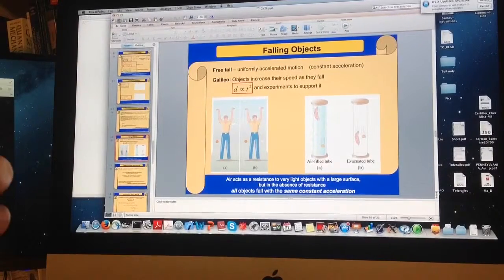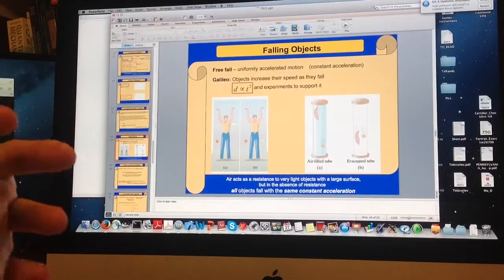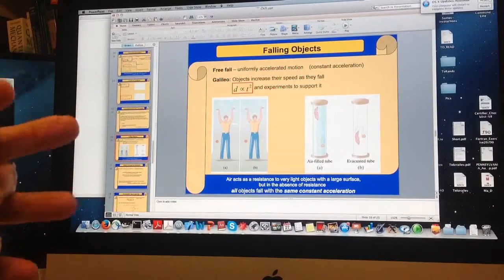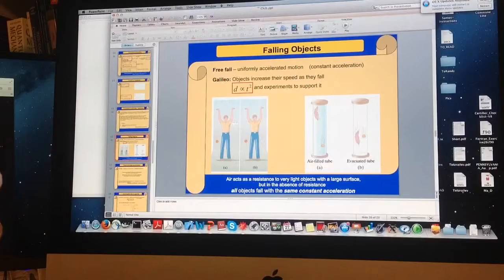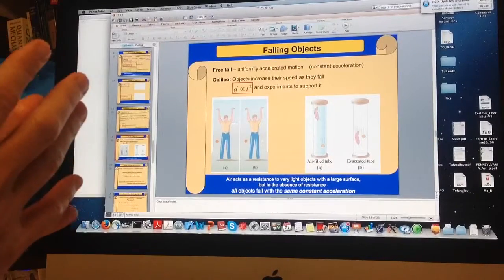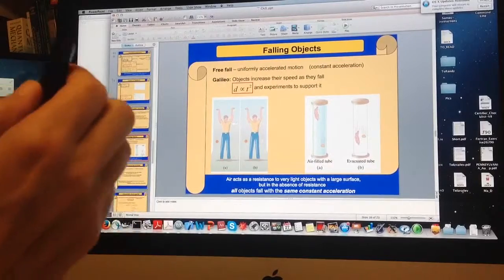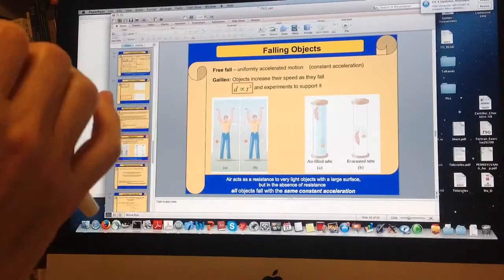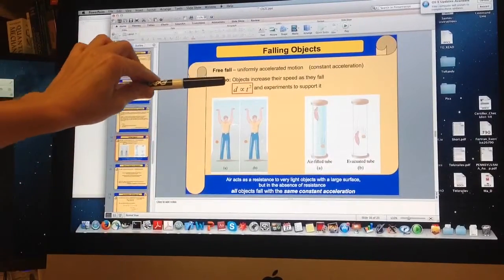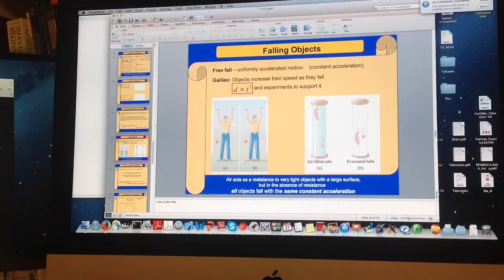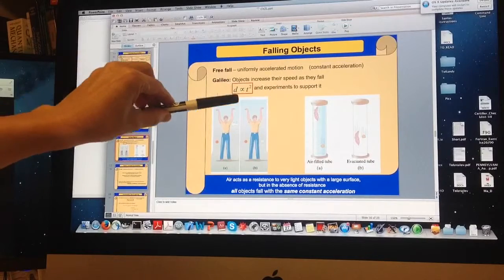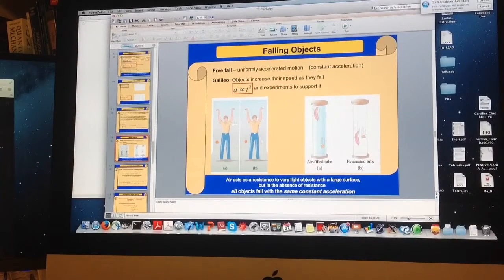And Galileo Galilei was an important person behind these studies. What he realized was that objects increase their speed as they fall, and the distance that these objects travel is proportional to the time squared. And he did experiments to support that.